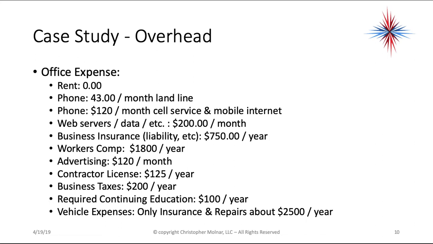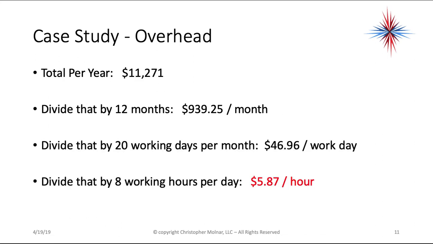Okay, so we have to take this all and add it up. Okay, it comes out to be about $11,271 a year. We're going to divide that by 12 months for $939.25 per month. We're going to divide that by 20 working days per month. That's $46.96. Now, some people are going to say, well, that's way more, that isn't the true number of working days. Well, that's an average. Okay, divide that by 8 hours per day, so that's $5.87 per hour, just in overhead.